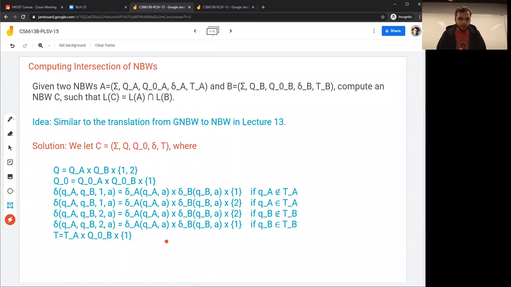And the thing that I really want you to note here is that this whole construction can be done in polynomial time, with respect to the sizes of the initial automata A and B. So it's actually order n squared, right? So not only is it polynomial, it's even quadratic, which is much better.